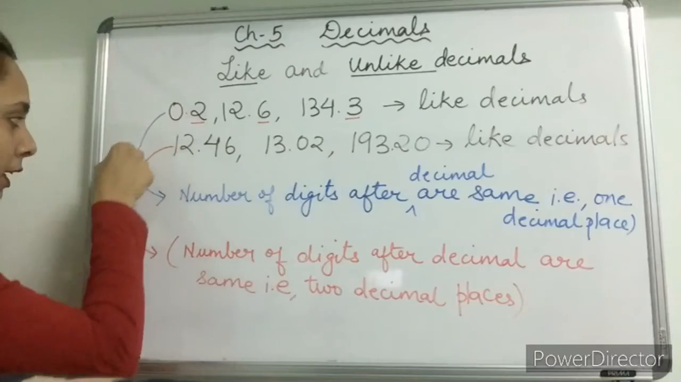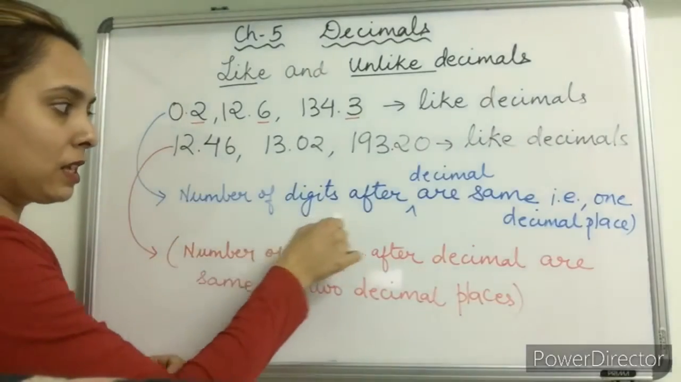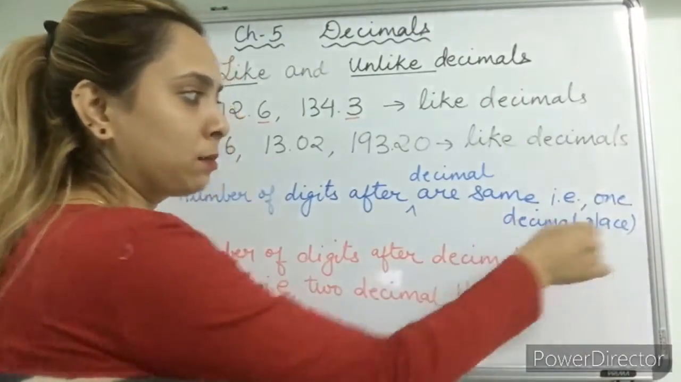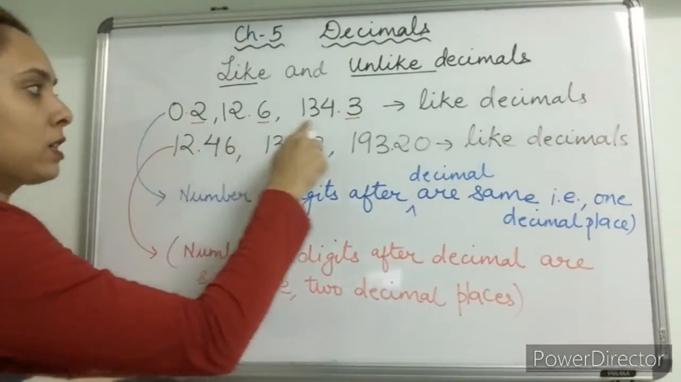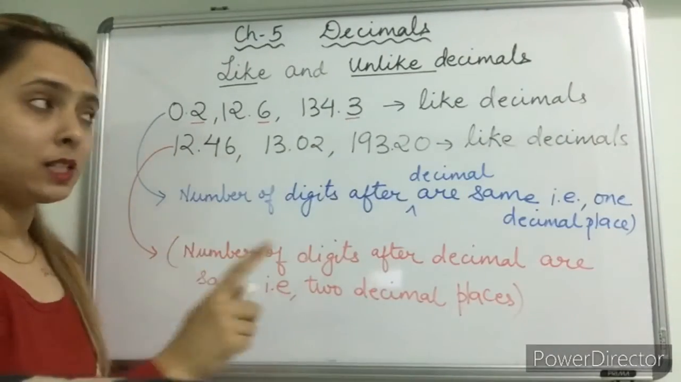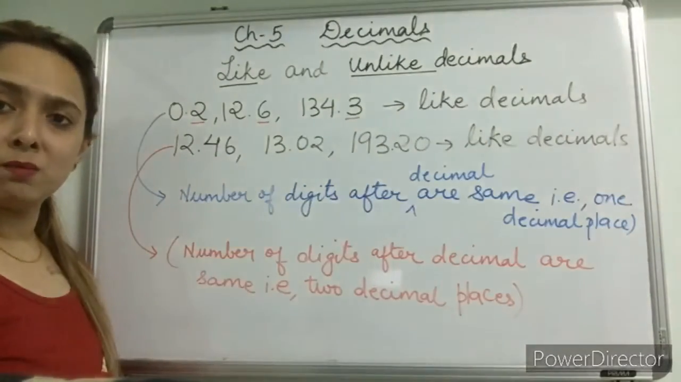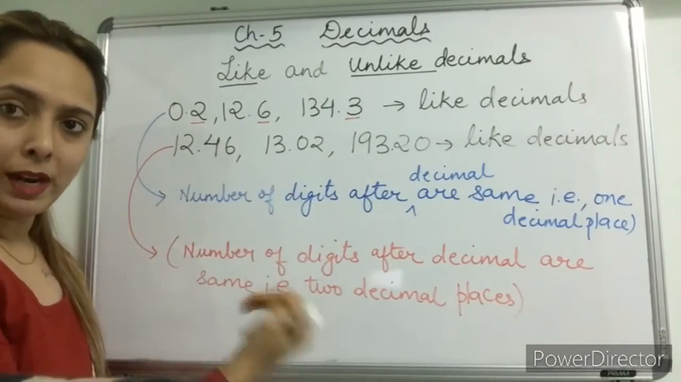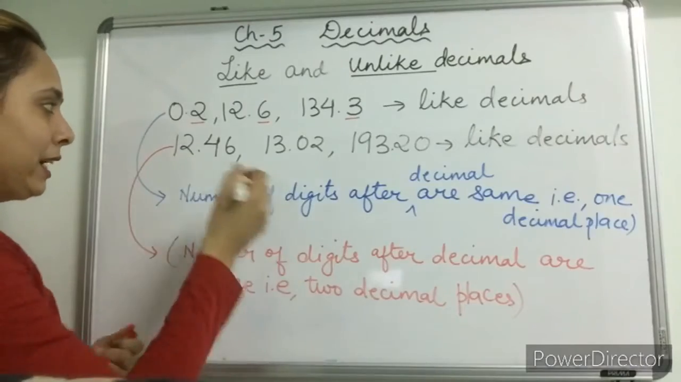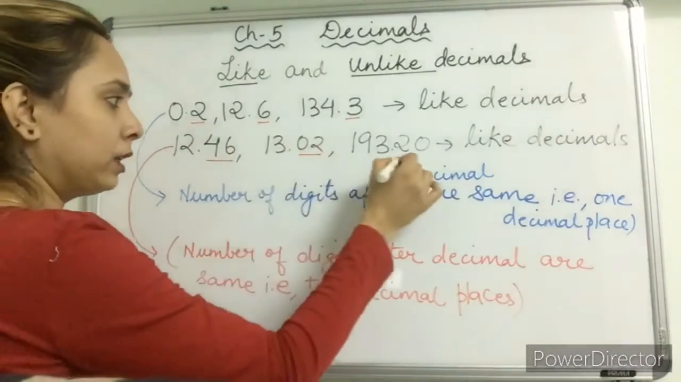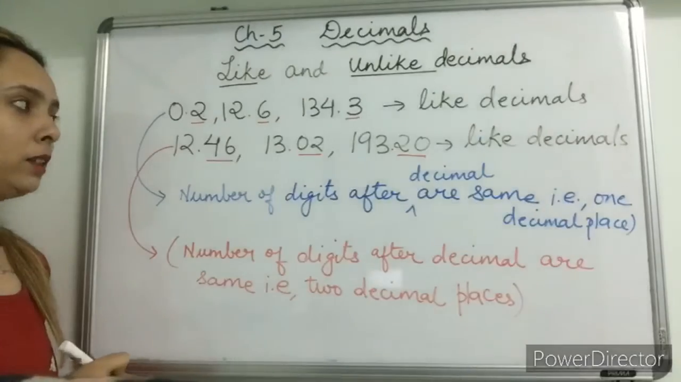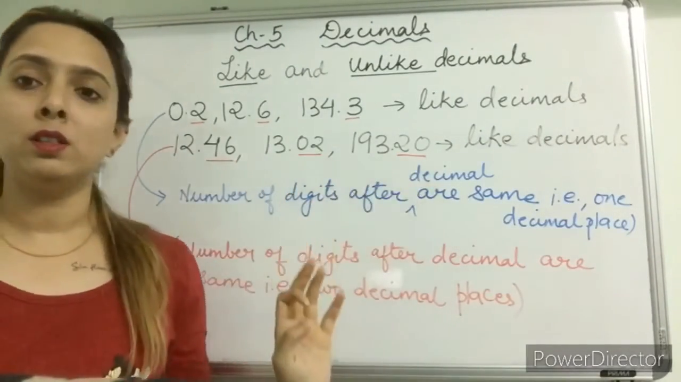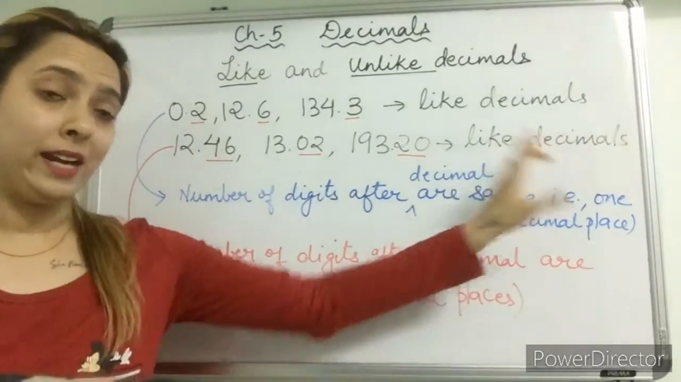So here I have written number of digits after decimal are same, that is one decimal place. All these numbers have only one decimal place, so all these decimal numbers are like decimals. Next, let's take another example of like decimals. Here you can see that after the decimals there are two digits. So all these decimal numbers are like decimals.